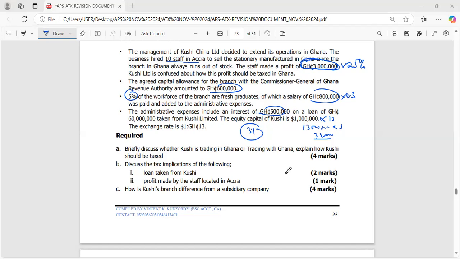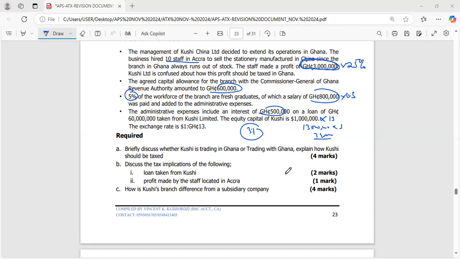You see, this one, you have to explain the concept. What you said, the mark is 2. That is 2. That should be the concluding part of your answer. You should explain the concept first. What is meant by trading in Ghana and trading with Ghana? Then, based on the explanation, tell the examiner that Kushi Limited is trading in Ghana.